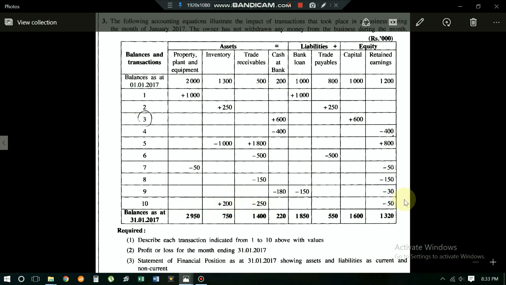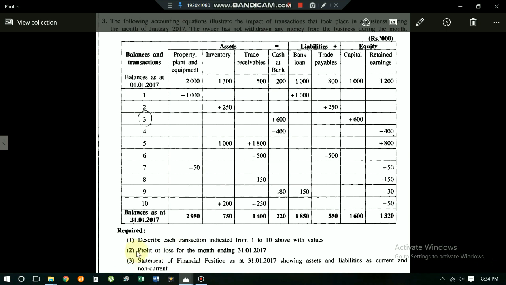So we know this is negative income. Sales return normally we take as negative income. Why? When I'm going to sell, my income go up. When it is going to be returned, that income go down. So we answer requirement number 1. It says describe each transactions indicated from 1 to 10 above with values. So we explained. Then I'm moving to the second requirement.